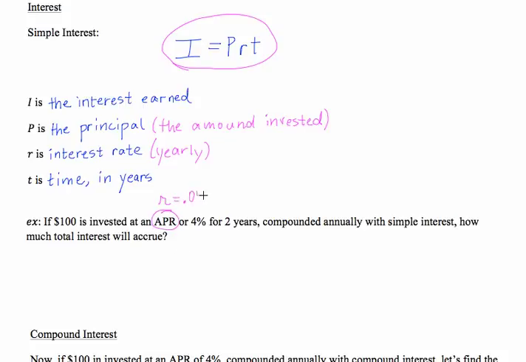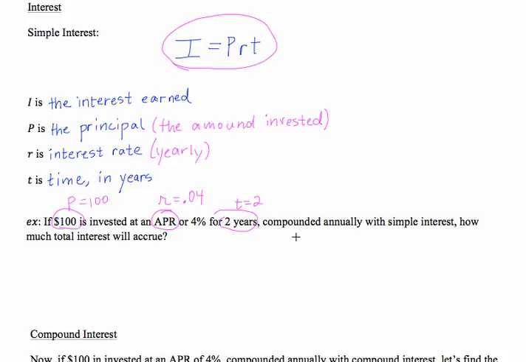Now remember, if you write a percent as a decimal, you have to move the decimal over 2 places. So as a decimal, that's 0.04. And when we do computations, you want to put in r as a decimal, not as a percentage. So r is 0.04 here. It's for 2 years, so that means t is 2. And let's go back over here. That $100, that's your initial amount invested, so that's P. P is 100.